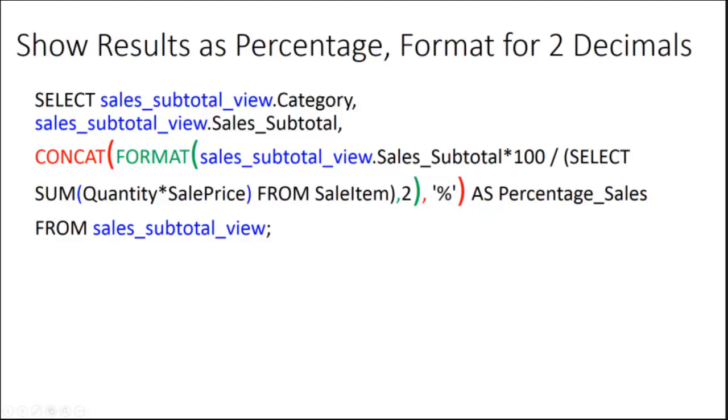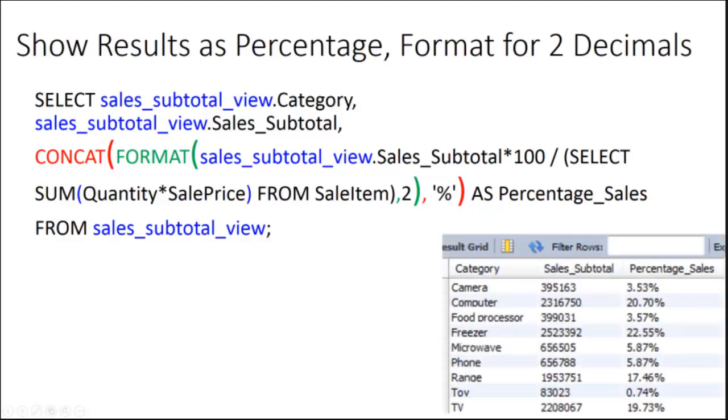That's a function with two arguments. The first argument of format is the entire calculation, and then after a comma, the second argument is the number of decimals, 2. And then we'll continue with the rest of the concat function, put down the percentage sign, and the rest of the query. And we'll see we have only 2 decimals.